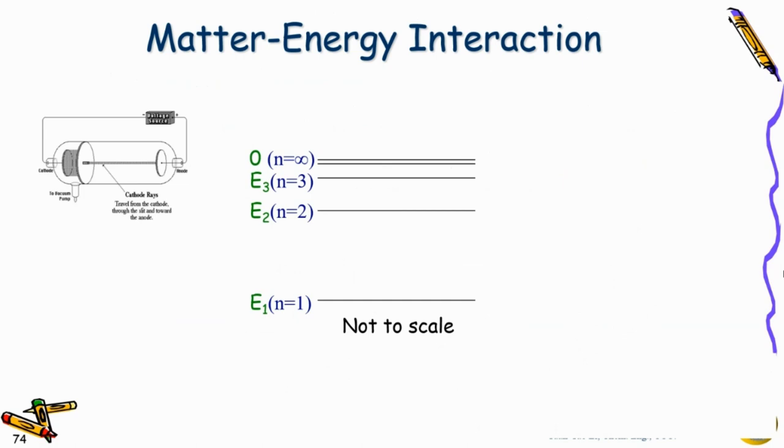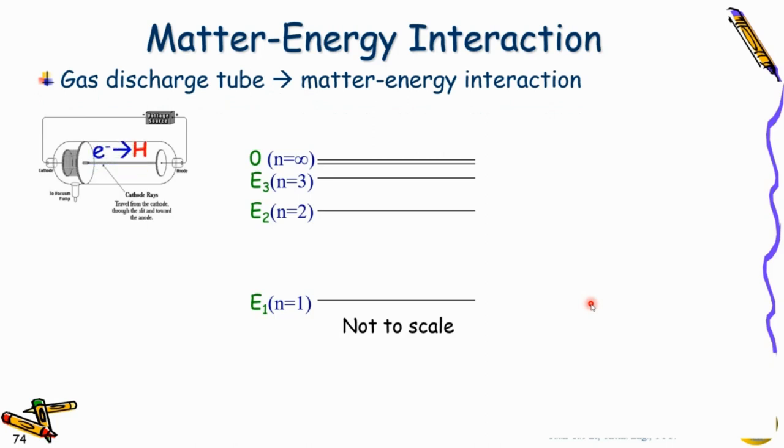So here I want to tell you what's going on inside the gas discharge tube, which is a matter-energy interaction. I have a beam of electrons, we call it cathode ray, right? The cathode ray here will hit the hydrogen atom, and this is what we call matter-energy interaction. So assume this is the energy diagram of the hydrogen. And then we have an electron hit the hydrogen here. This is atomic hydrogen in gas phase, and then we have an electron here, ground state, of course.